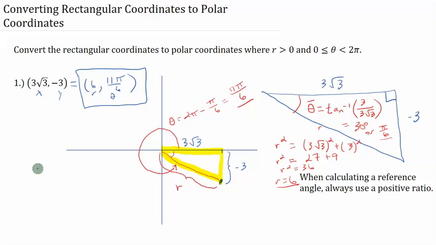Let's try one more. Okay, let's do the same thing again. We're following the same instructions. Convert these rectangular coordinates, these x and y values, to polar coordinates. And so again, I'm not going to just straight apply formulas. I'm going to actually solve the problem. I'm going to look at what this is saying.